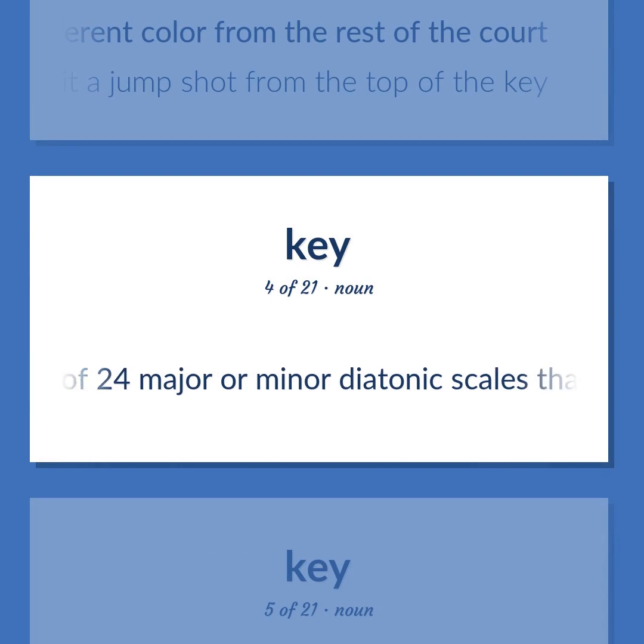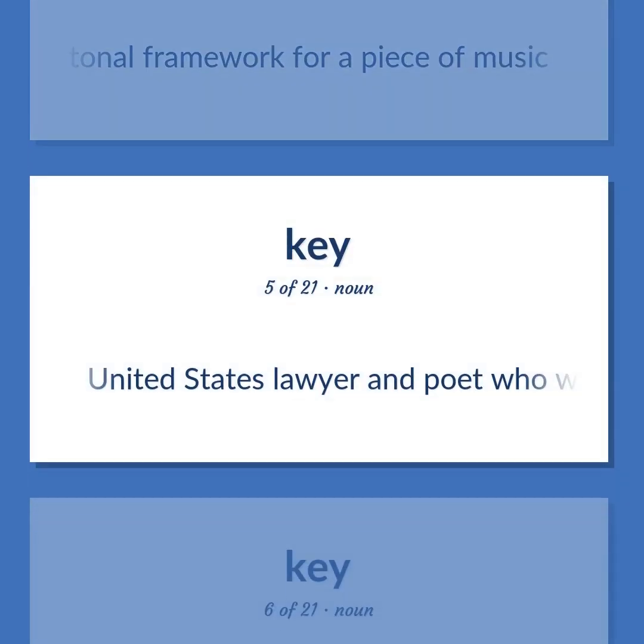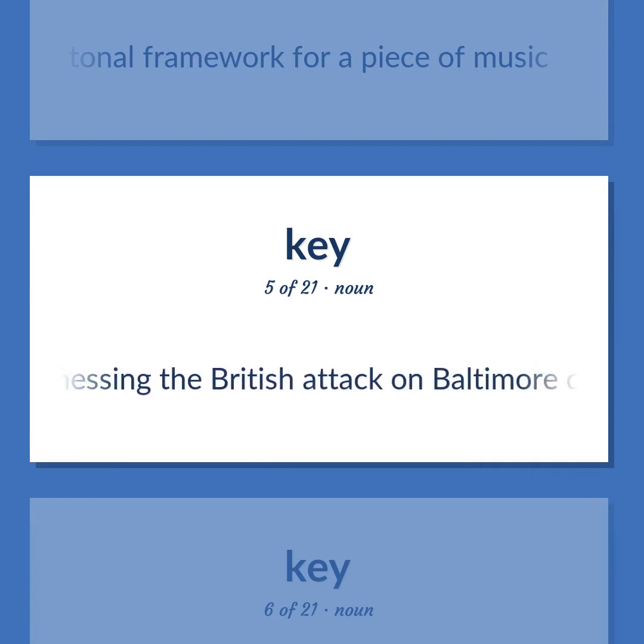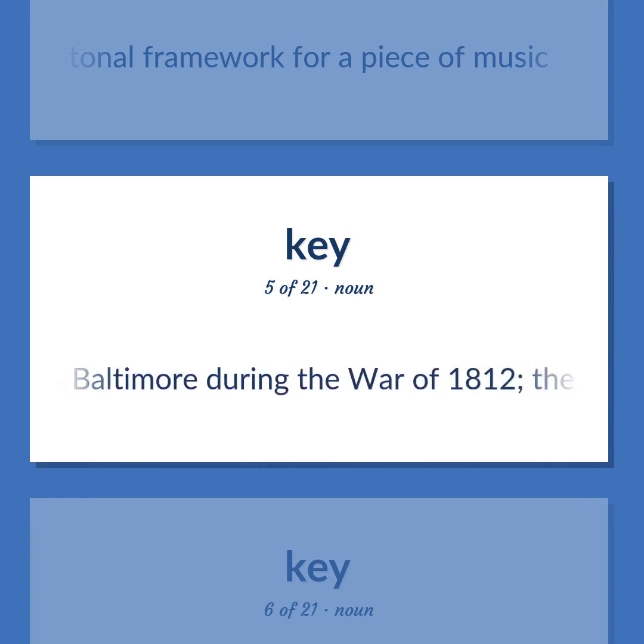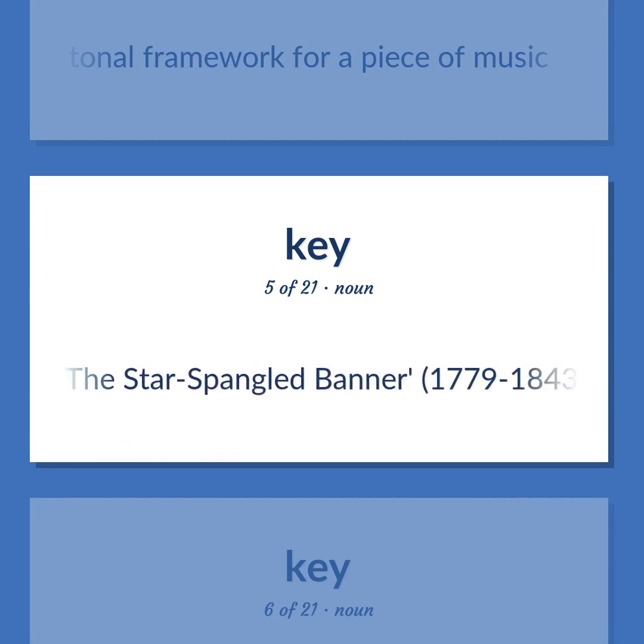Any of 24 major or minor diatonic scales that provide the tonal framework for a piece of music. United States lawyer and poet who wrote a poem after witnessing the British attack on Baltimore during the War of 1812. The poem was later set to music and entitled, The Star-Spangled Banner, 1779 to 1843.